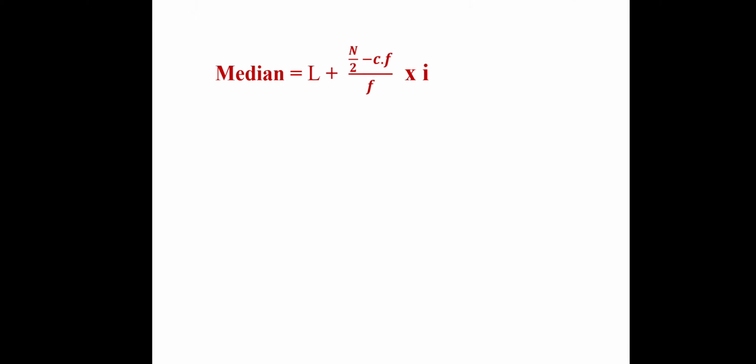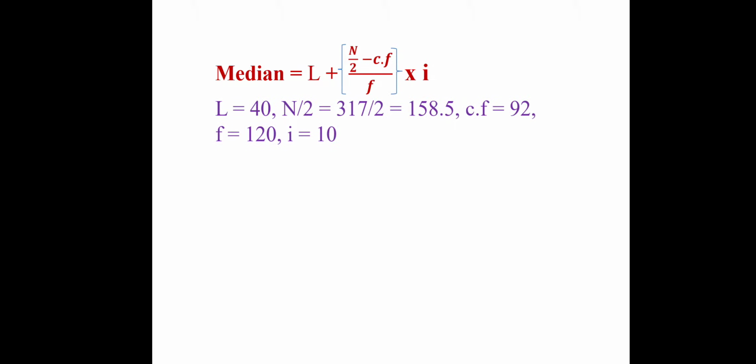Then we apply the formula: median equals L plus n by 2 minus Cf, divided by f, into I. Where L is the lower limit of the median class; n by 2 is 317 by 2, 158.5; Cf is the cumulative frequency in the column above the median class, called the cumulative frequency value; f is the frequency of the median class; I is the size or difference of the median class. Here f equals 120 and I equals 10.